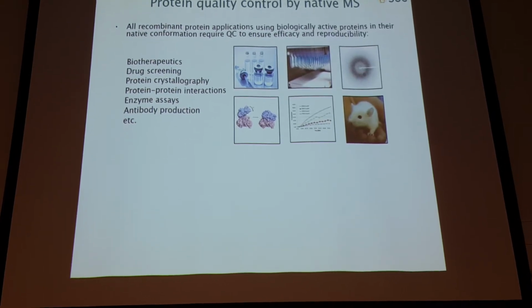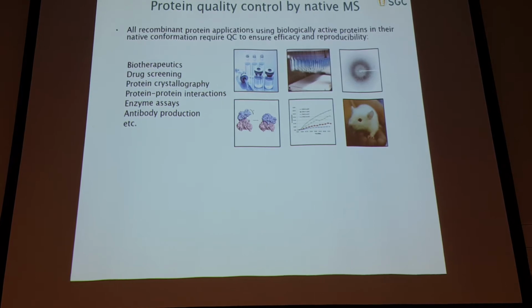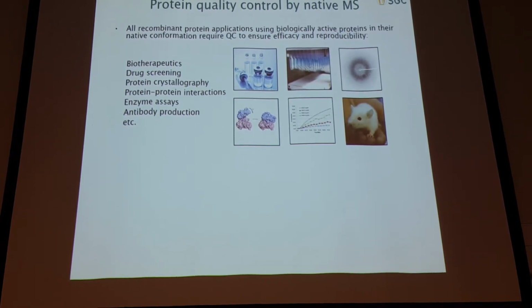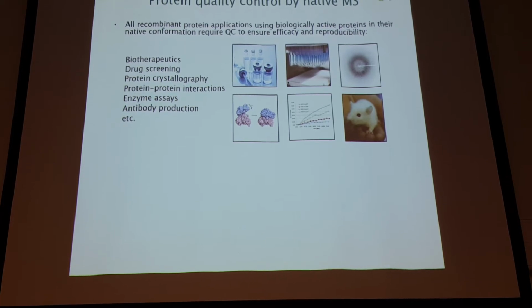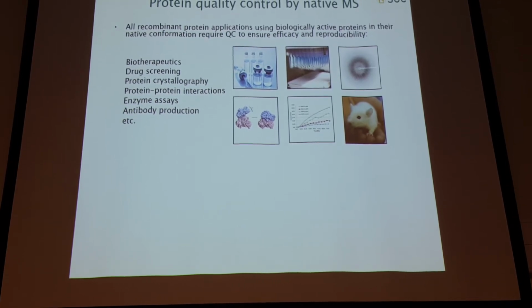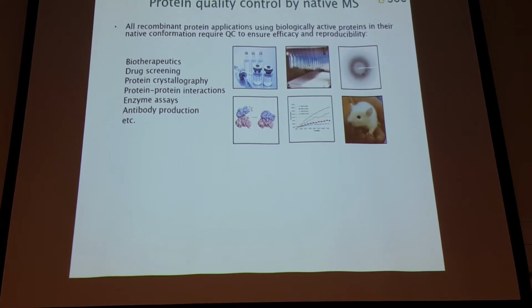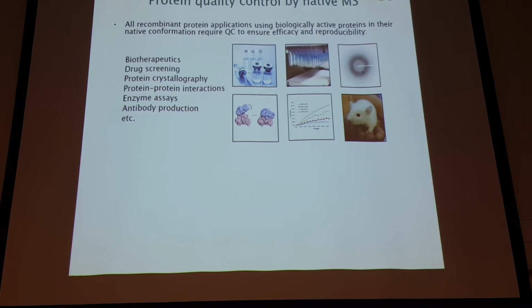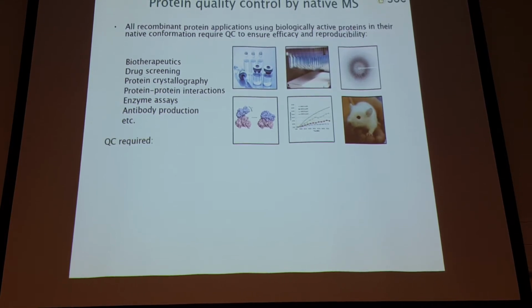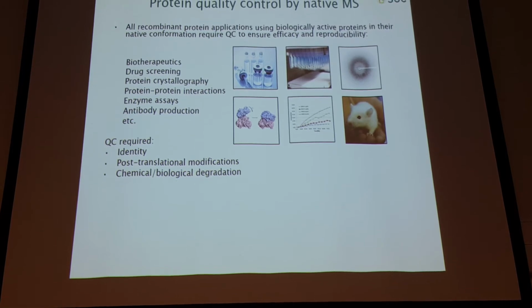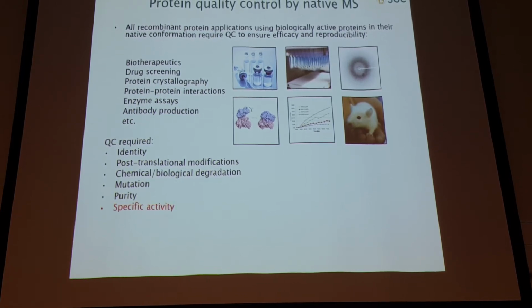Just say something about quality control. A lot of people are working on recombinant proteins. They're used for a variety of purposes. Whatever the purpose you're going to use your protein for, quality control is absolutely essential. You want to know that your protein is going to be the same from one batch to another. So you need identity, post-translational modifications. You want to know if any degradation has happened, mutations. You need to know the purity.